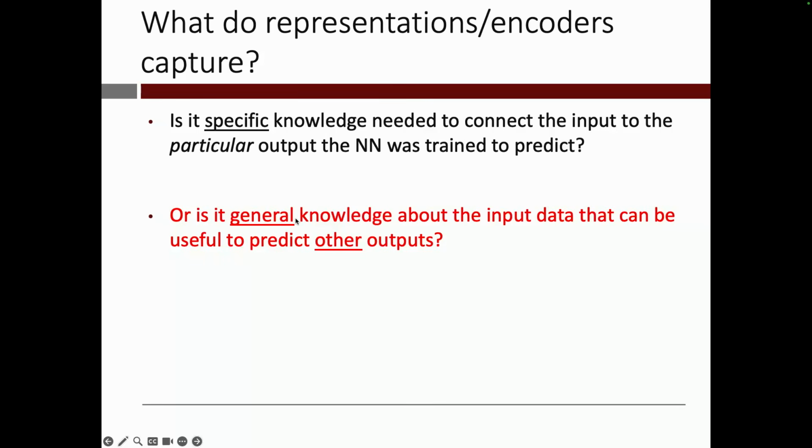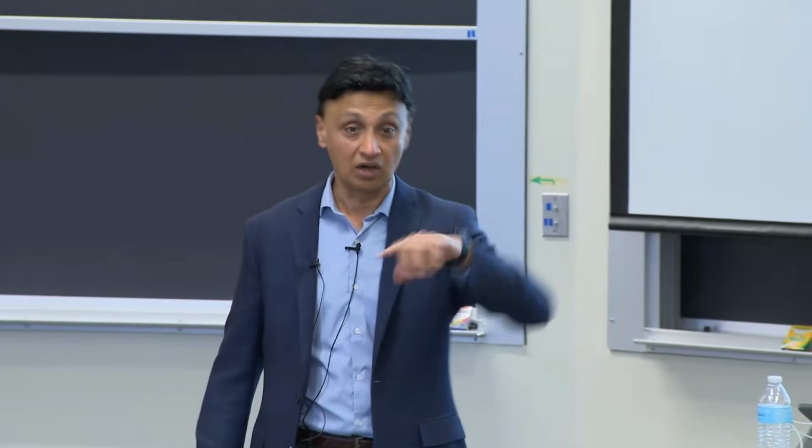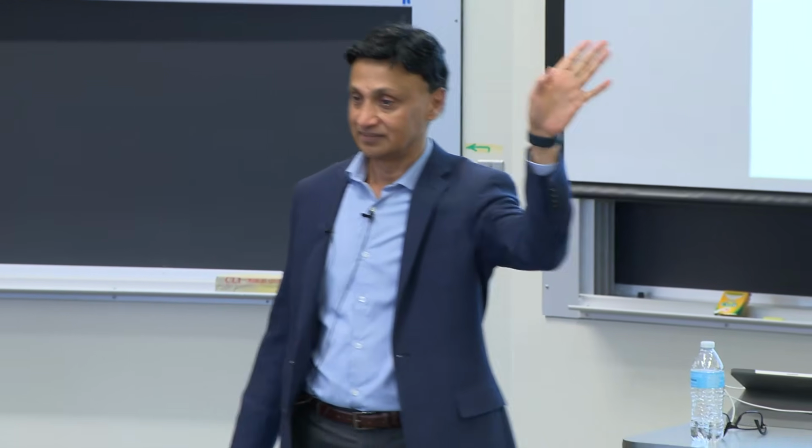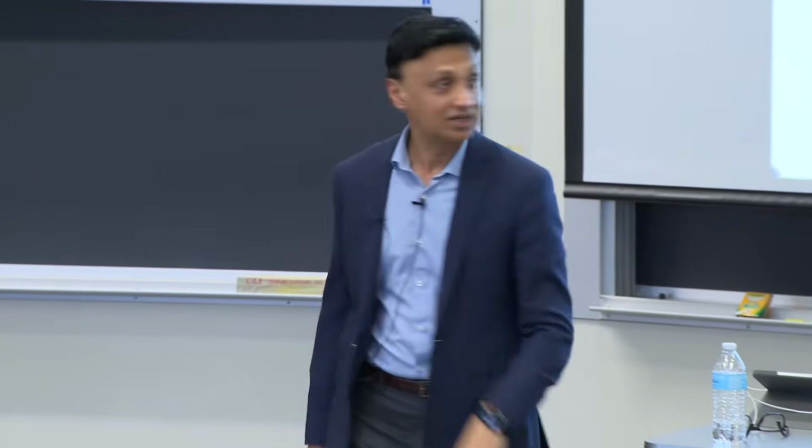Because if it is general knowledge about the input, we can use it to solve other, unrelated problems. So is it specific knowledge or general knowledge? It turns out they actually capture a lot of general knowledge about the input, and that's why you can get reuse out of them. You can reuse them for other unrelated things because they have captured general stuff.